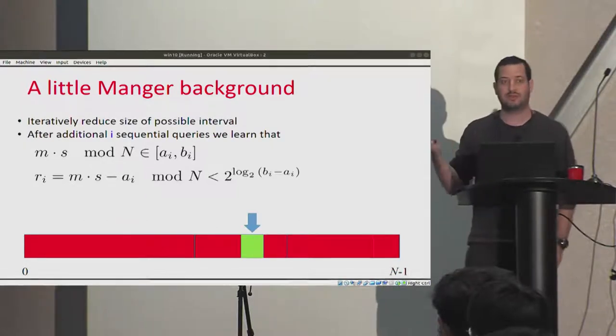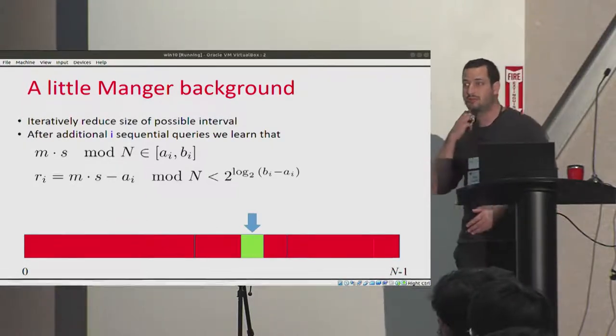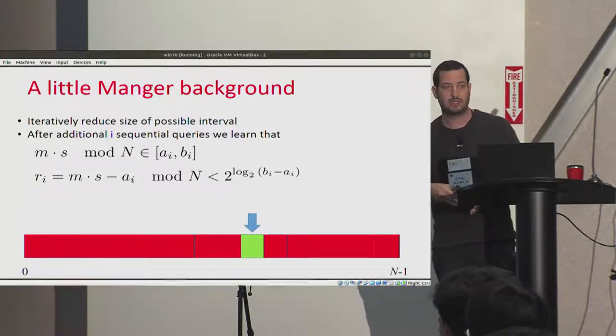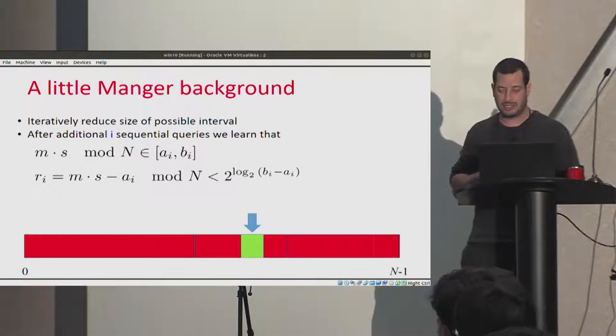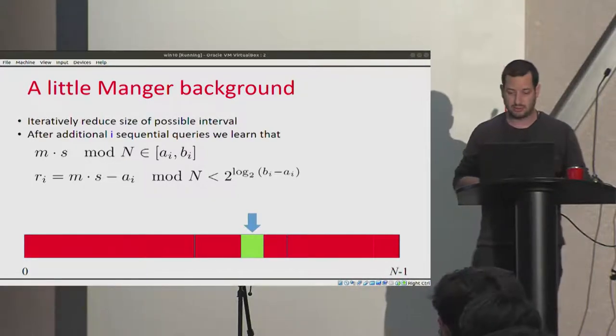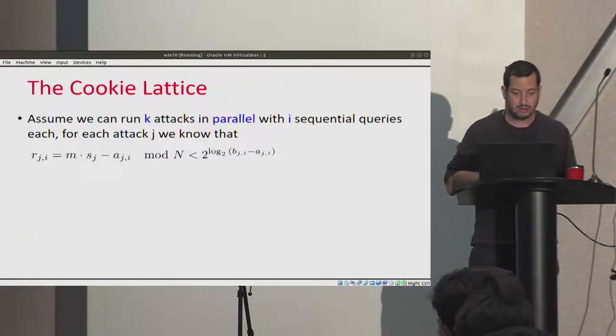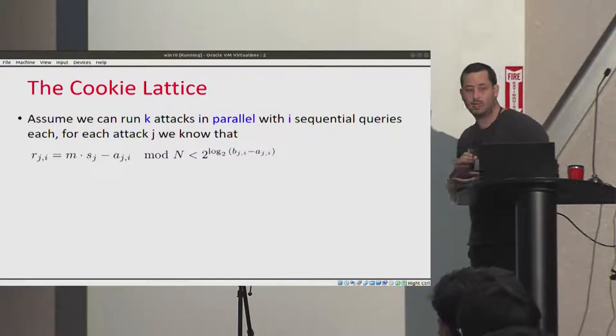However, in our case, we don't have enough time to do it. So we can do only about 600 queries out of the required 2,000. So we still have a very, very large range. So the attack is not good enough. So what we're going to do is we're going to use what we call the cookie lattice.